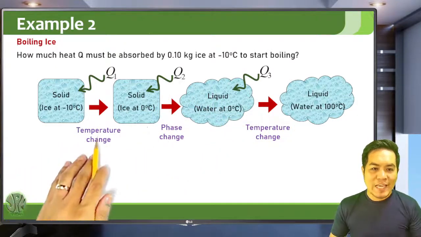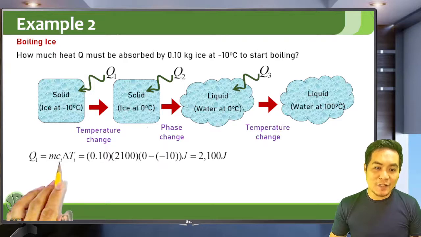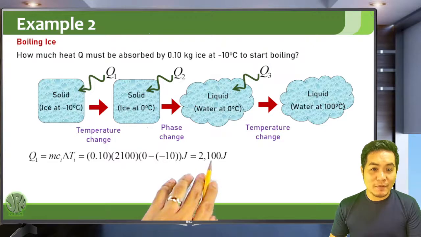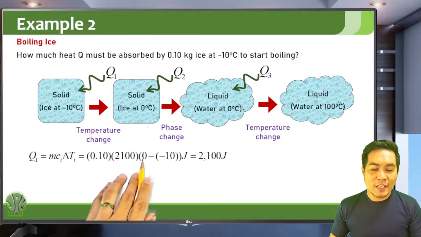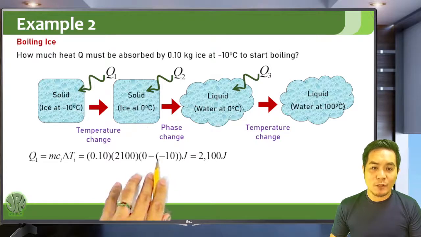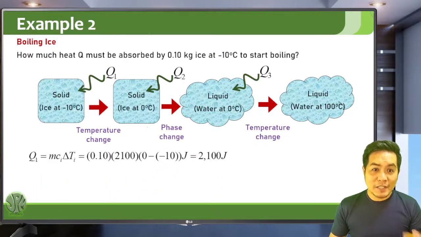So Q1 is a temperature change, meaning the formula is mc delta T. Again, this is ice, so you use the specific heat of ice, and you will get a positive result. So here, the final temperature is 0 minus the initial temperature, which is negative 10. So you will have 0 plus 10 here. All of your answers here must be positive because this is heat absorbed by the body.